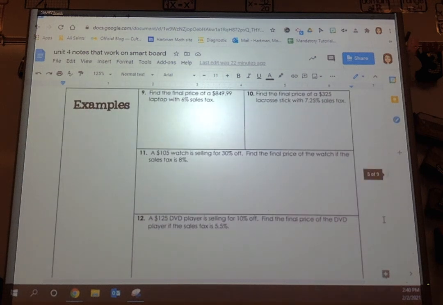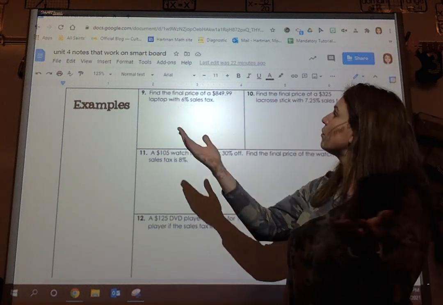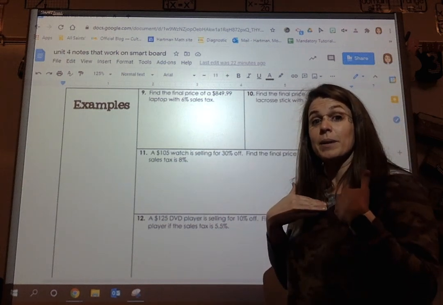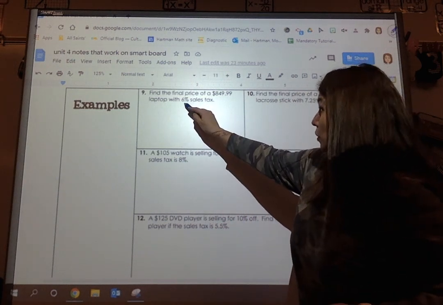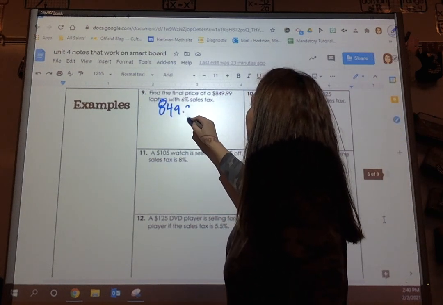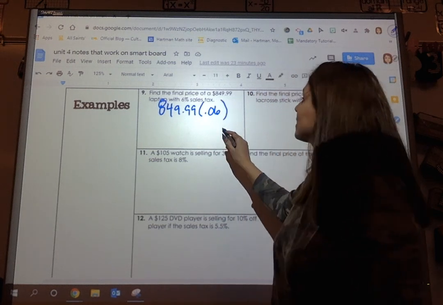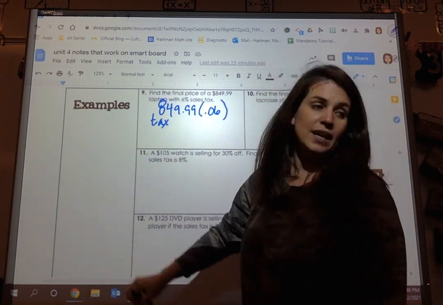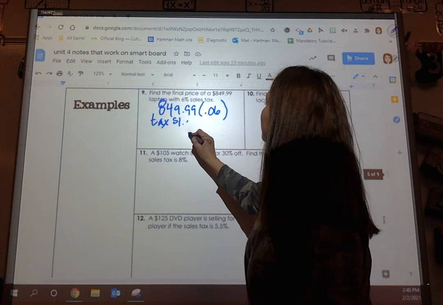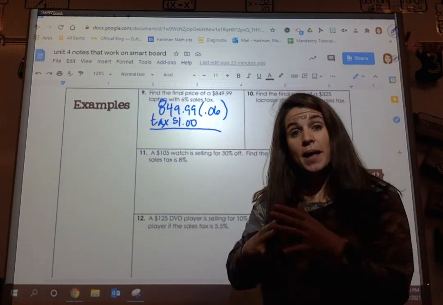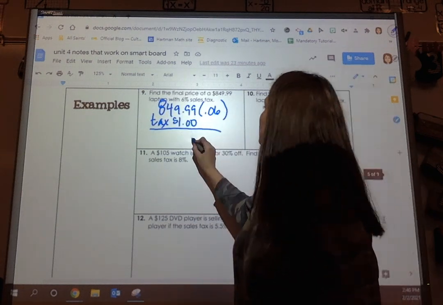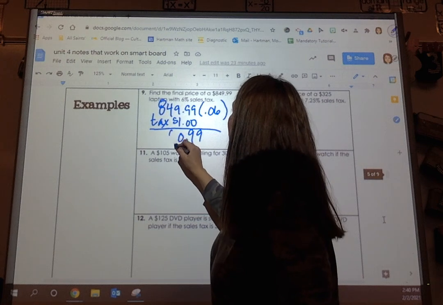So on this one, a store says it's $849.99, but there's a 6% sales tax. So what am I going to be paying at the register? Well, you need to know 6% of $849.99. So $849.99 times 0.06. So the tax is going to be $51. But that's not what I'm paying. I'm paying the total. I'm paying the original amount plus the tax. That's my final price. So what am I going to be paying when I walk out of there?